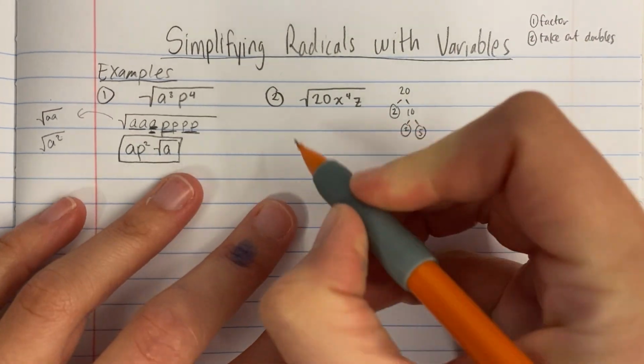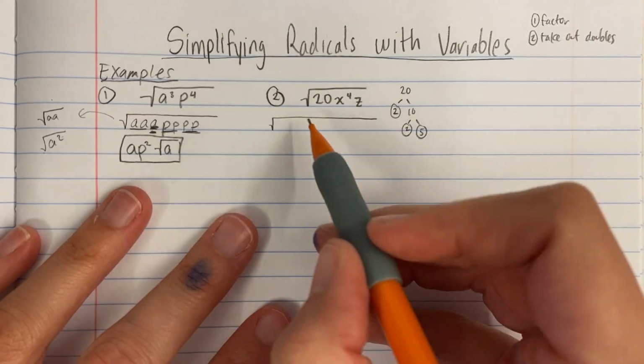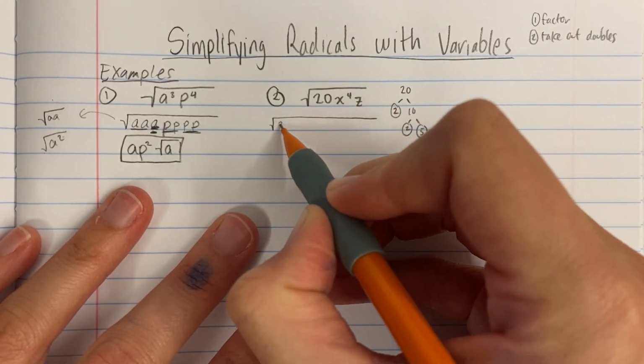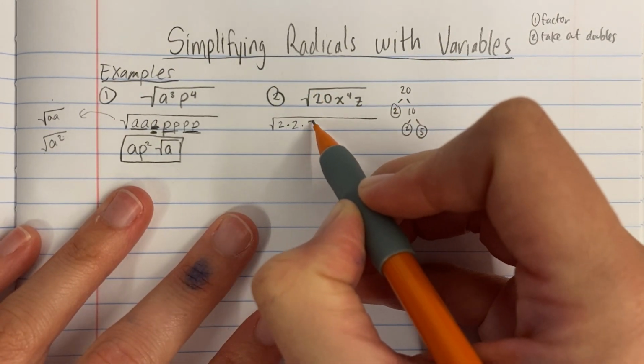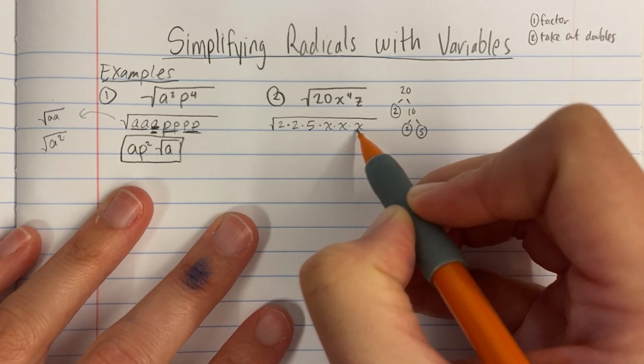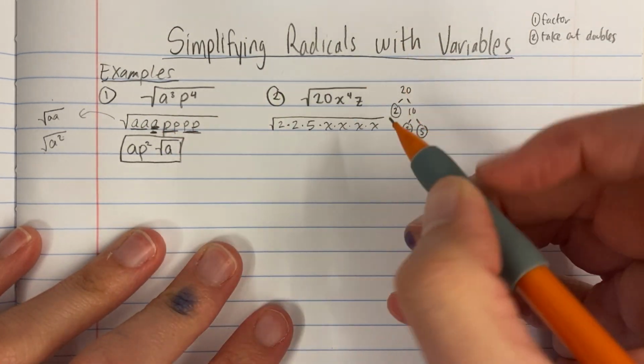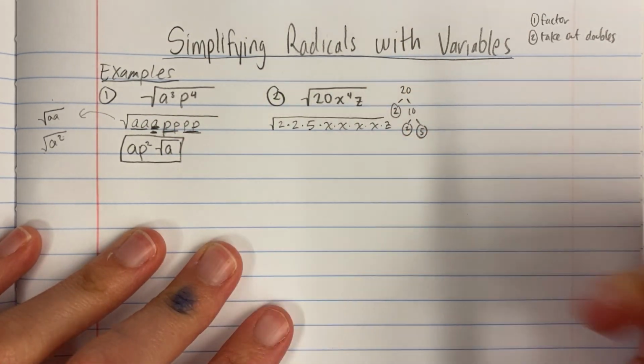Okay, so now I'm gonna write my one long radical sign. So 20 is 2 times 2 times 5, and then this is times x times x times x times x. Look, and I don't even need to write those dots. See how I wrote it here without the dots? That's fine too. And then there's a z.